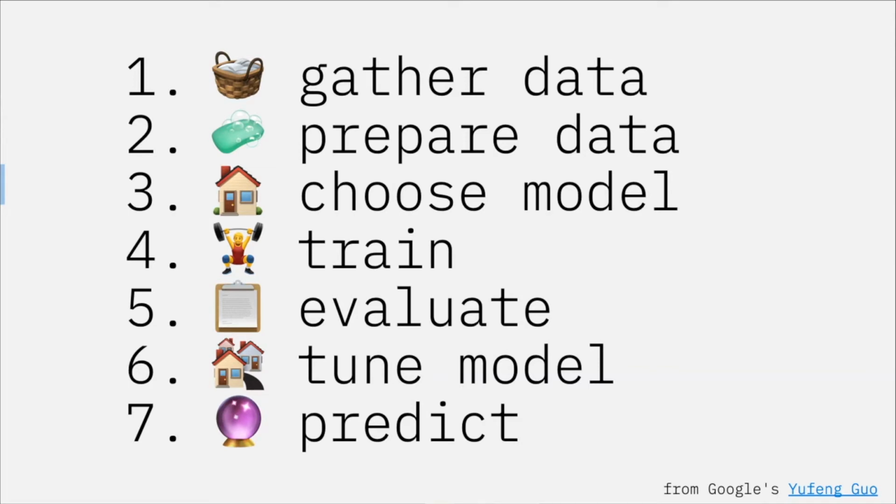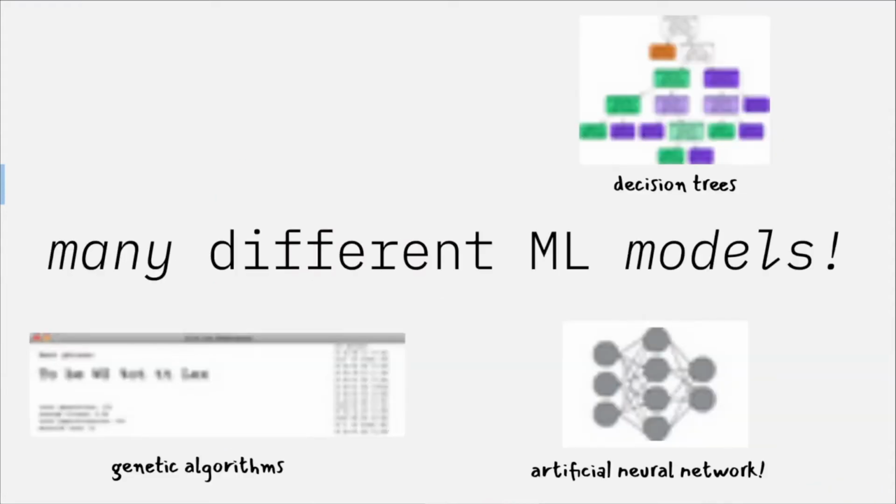Then you need to choose what kind of model you want to use for doing this machine learning. Then you need to train that model, evaluate how well it did, and then tune the model based on how well you tested it. And then when you finally tuned your model to be really good, you want to make predictions. You want to make inferences when it sees data that it hasn't seen before.